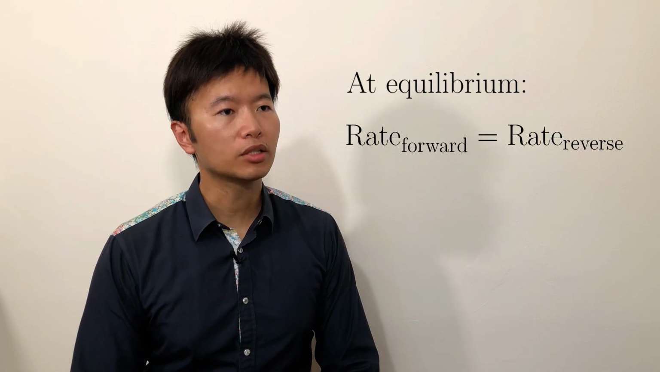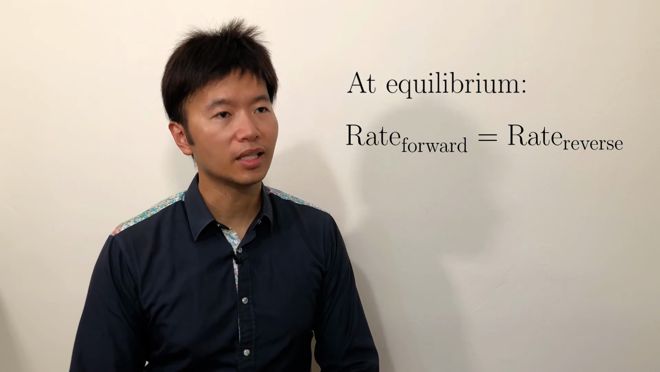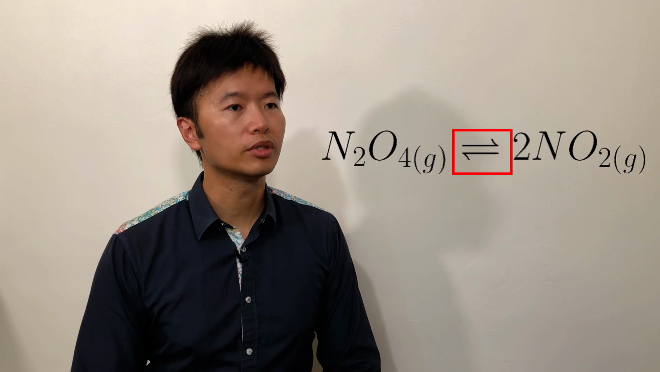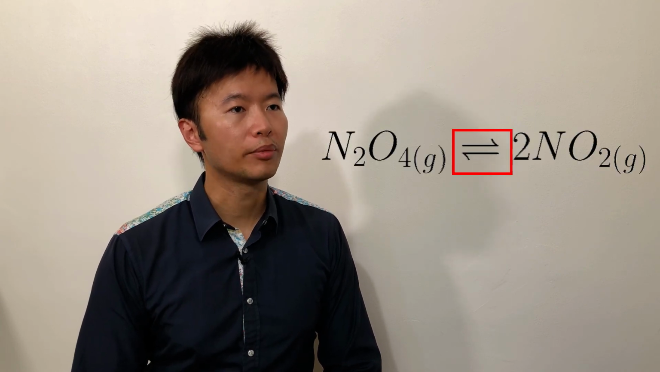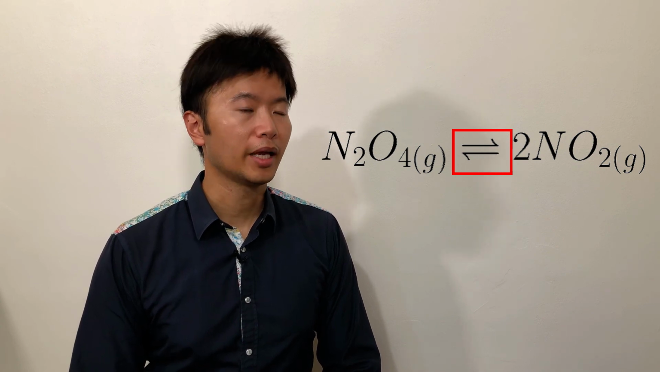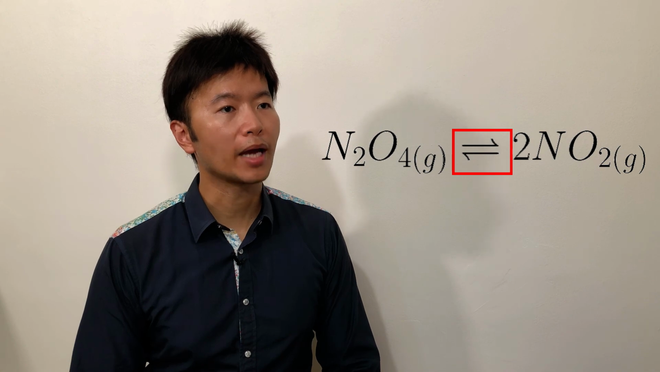To recap, a chemical reaction at equilibrium is dynamic on the molecular level, but no further net macroscopic change is observed because the rate of the forward reaction is equal to the rate of the reverse reaction. When we have a reaction that is at dynamic equilibrium, we use this equilibrium arrow to represent that a reactant is being converted to a product and the product is being converted back to the reactant.